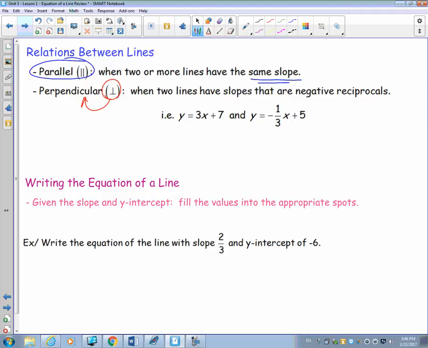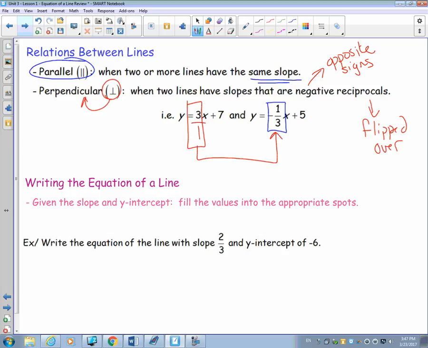With perpendicular lines, you have two slopes again, but these slopes are negative reciprocals. That means they have opposite signs. That's what negative means. And they're reciprocals, which means they're flipped over from each other. So if I look at this example here, my slope number 1 is 3 over 1, a positive 3 over 1. When I flip that over, I get the opposite one, negative 1 over 3. So these two are negative reciprocals. They are perpendicular. I flip it over and I change my sign.